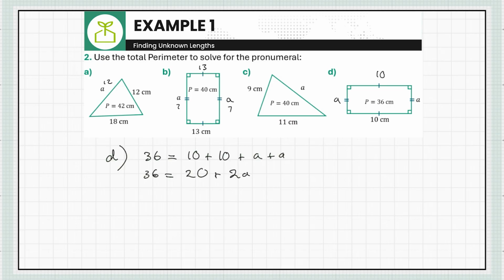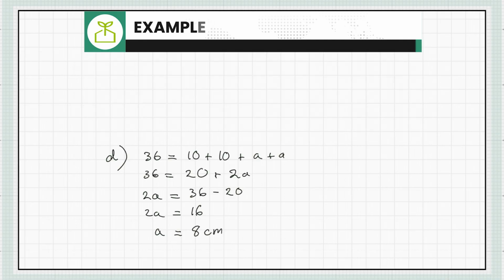So rewriting it with a as the subject, we get 2a is equal to 36 minus 20. That means 2a is going to be equal to 36 minus 20, which is just going to be 16. So a is going to be equal to the same thing if we divide both sides by 2. 2a divided by 2 gives a, 16 divided by 2 gives 8. And lastly, what I wasn't doing, you should definitely be doing at the end of these, is putting in your units. So this is centimeters.